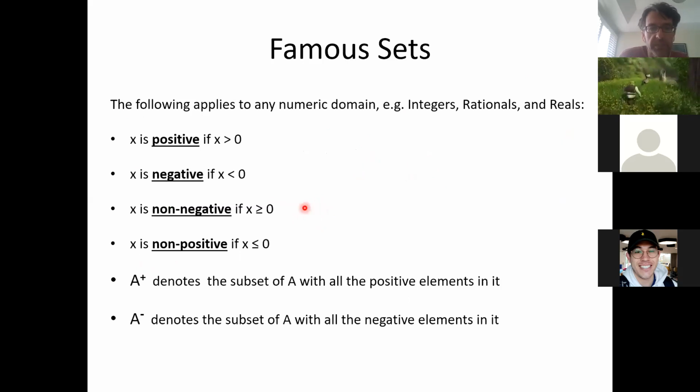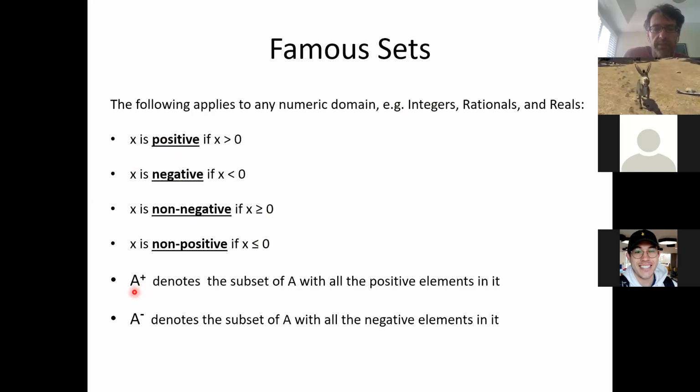So more on famous sets. We often talk about any numerical domain, like integers, rationals, reals. We can basically constrain them by saying positive integer, positive rational, positive real: everything greater than 0 in all these sets. Negative means smaller than 0. Non-negative is positive plus 0. And non-positive is negative plus 0. And we can also denote them in this way.